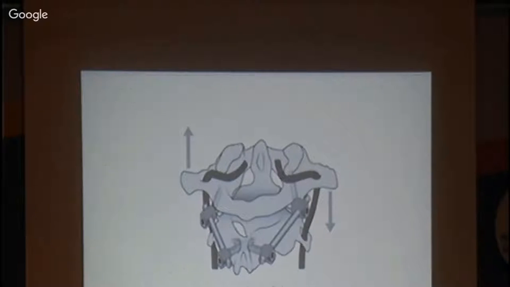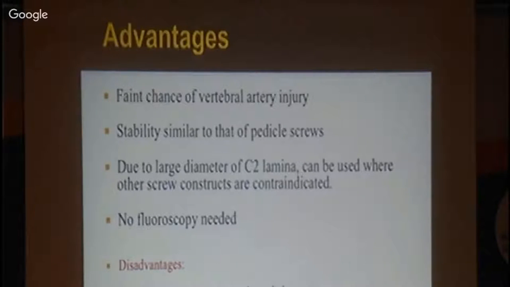You have to study your images beforehand. Advantages: as Greg said, there's a faint chance of vertebral artery injury. Stability similar to pedicle screws due to the larger diameter. The C2 lamina can be used where other screws may be contraindicated or difficult to put in. There is no fluoroscopy required. You can give it to even residents who are not too senior. It's biomechanically supposed to be inferior to pedicle screws in a couple of studies.